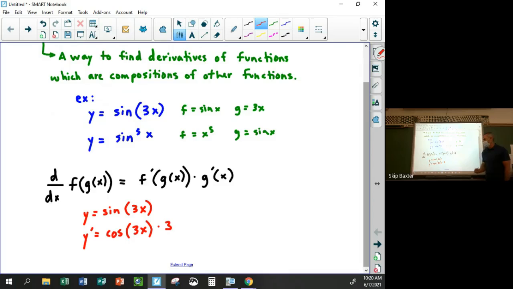That's it. So one way to think of it a little bit more intuitively instead of abstractly like this is you can just think of it like sine something. The derivative of sine something is cosine something. But then you just have to take the derivative of that something and multiply it at the end. Okay? That's kind of like the easiest way to think about it.